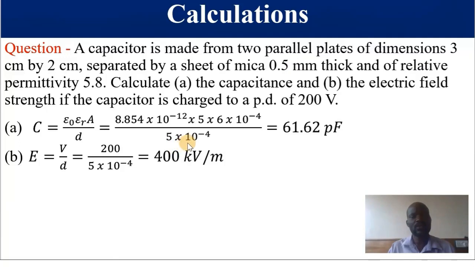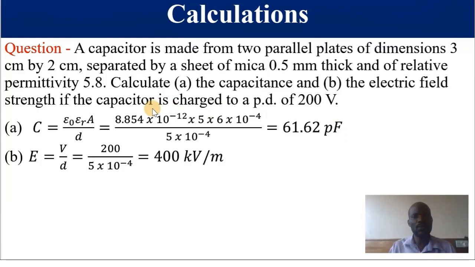It's 5 times 10 to the power minus 4. Our epsilon naught is 8.854 times 10 to the power minus 12, and we are given the cross-sectional area. I omitted something, guys. Can you correct this? This must be 5.8. Then the cross-sectional area, 6 square centimeters converted to square meters, is 6 times 10 to the power minus 4. And take note that you must get 51.62 picofarads.